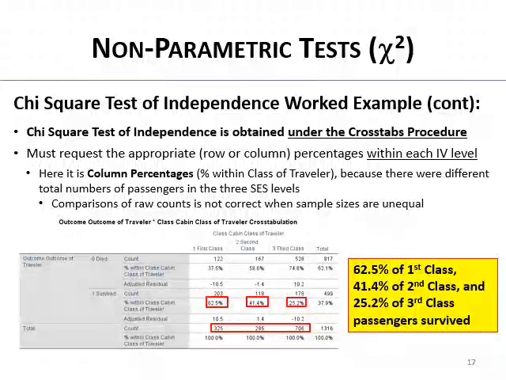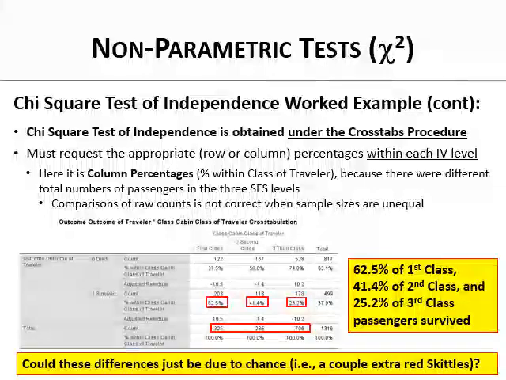Note we did percents, we didn't do raw counts, because they differed again. There were different numbers of passengers in each class. So could these differences just be due to chance, like having a couple extra red Skittles or fewer red Skittles in third class? Or, really, was SES associated with your likelihood of surviving on the Titanic?